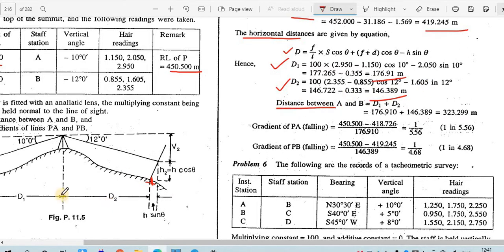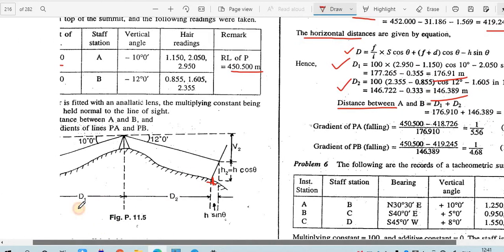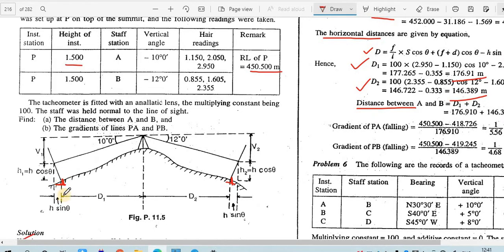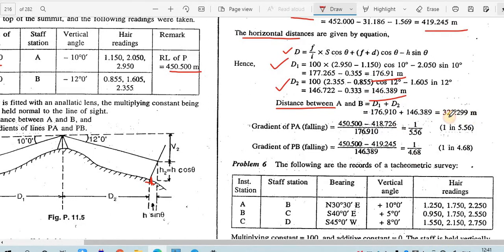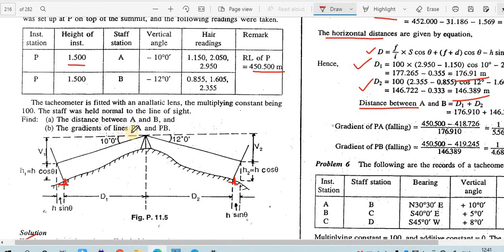So the final distance between A and B will be D1 plus D2, as shown in the diagram. D1 plus D2 will give you the horizontal distance, which comes out to be 223.299 meters. Now we need to calculate the gradient of line PA and the gradient of PB.